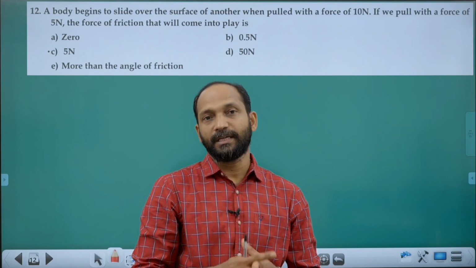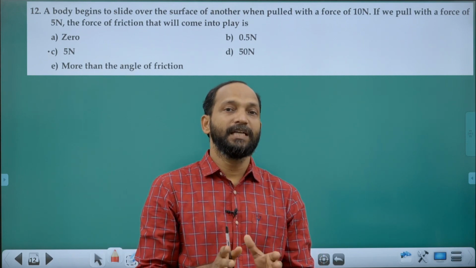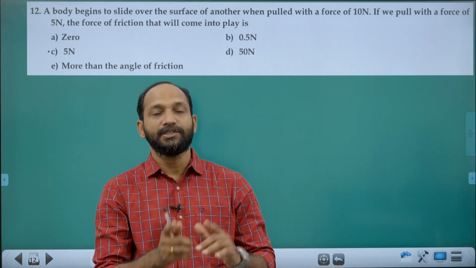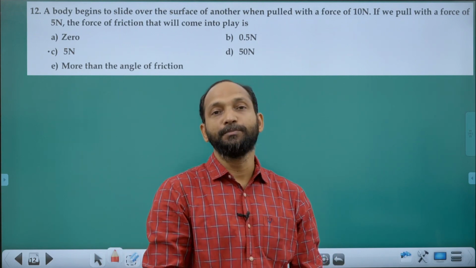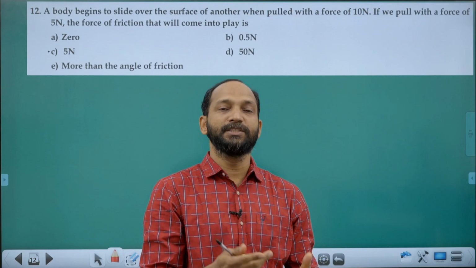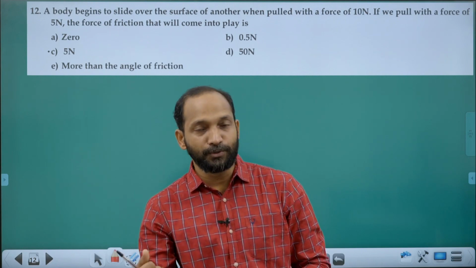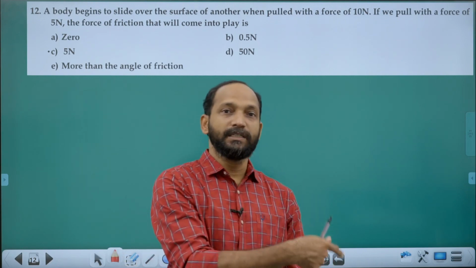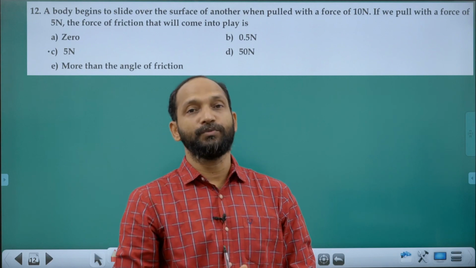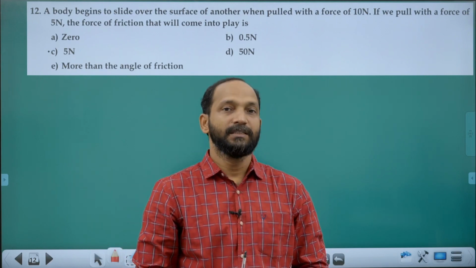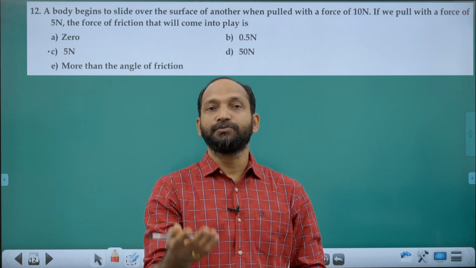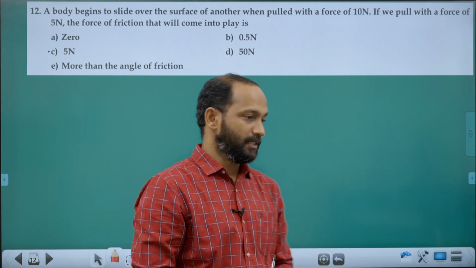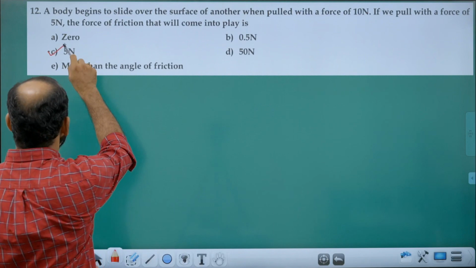At that time the applied force itself is equal to the static friction because it doesn't move. That's why it is also in equilibrium. Net force must be 0. Applied force is only 5 Newton, so the backward force also should be 5 Newton, which is the static friction. That means, to conclude, within limiting friction, applied force is equal to static friction. So here the correct answer is option C.